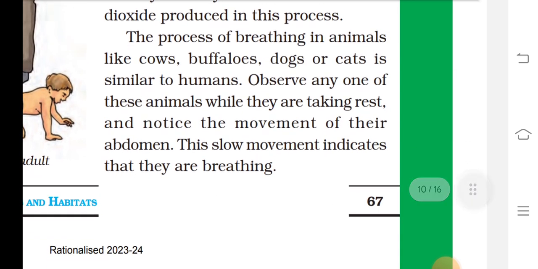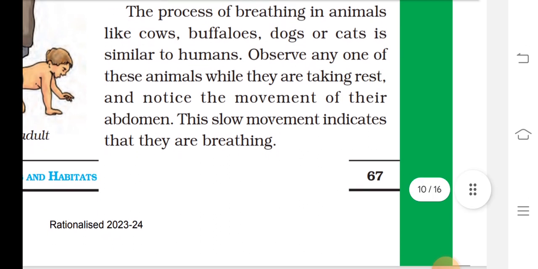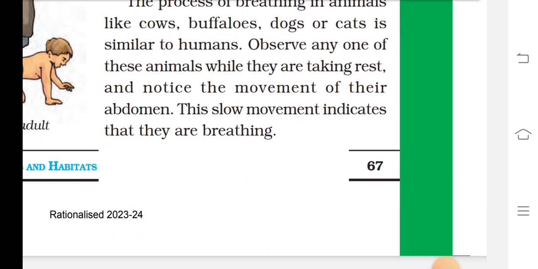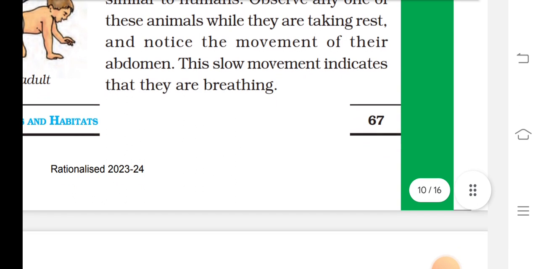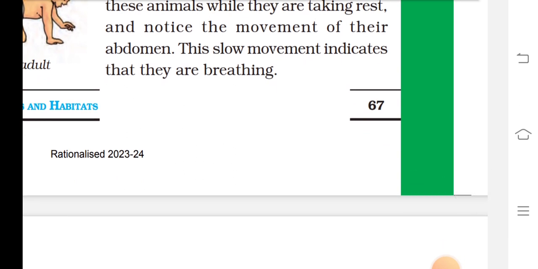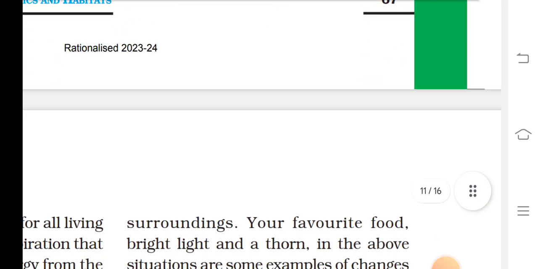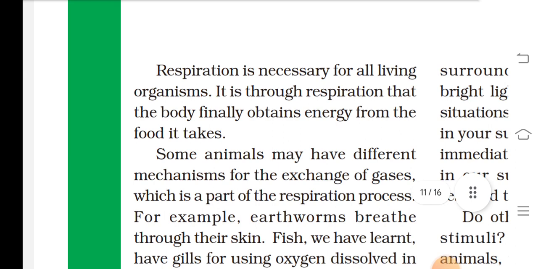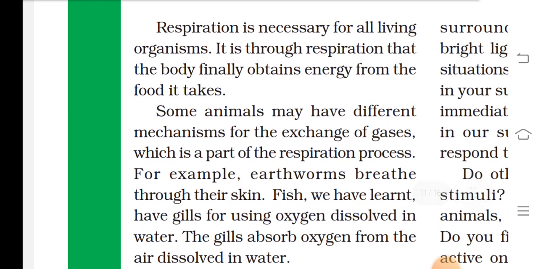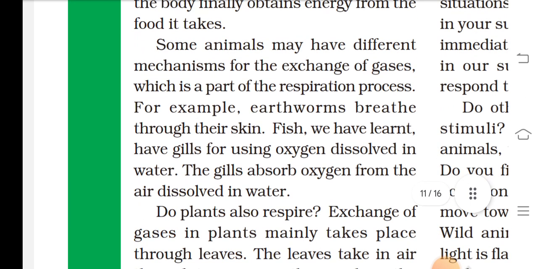The process of breathing in animals like cows, buffaloes, dogs, and cats is similar to humans. Observe any one of these animals while they are taking rest and notice the movement of their abdomen. This movement indicates that they are breathing. Respiration is necessary for all living organisms. It is through respiration that the body finally obtains energy from the food it takes.